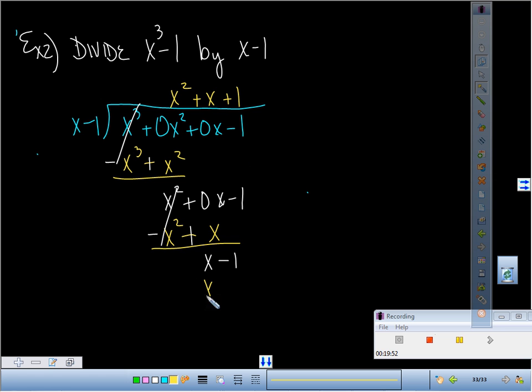You multiply, change the sign, gone and gone, my remainder is 0. Okay? That means that x minus 1 is a factor of x cubed minus 1. Hey, x cubed minus 1. Y'all think that factors into x minus 1 to the 3rd power? Very good. No, that would be crazy.